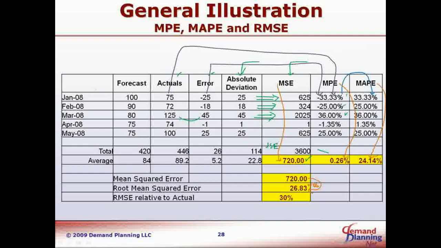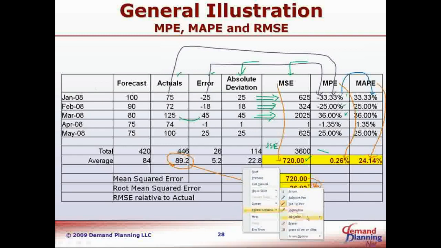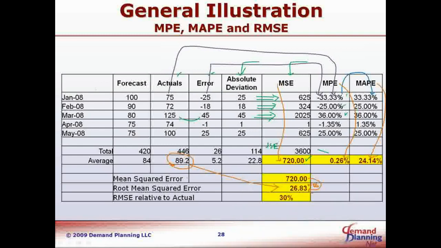So at the end of the day, what you have as forecast error is: mean squared error is just this number, 720. MPE is this number, 0.26%. MAPE is the average of all absolute error percentages, 24.14%. So we got all these numbers. Now let's talk about root mean squared error. Root mean squared error is the square root of the mean squared error, which is 26.83.